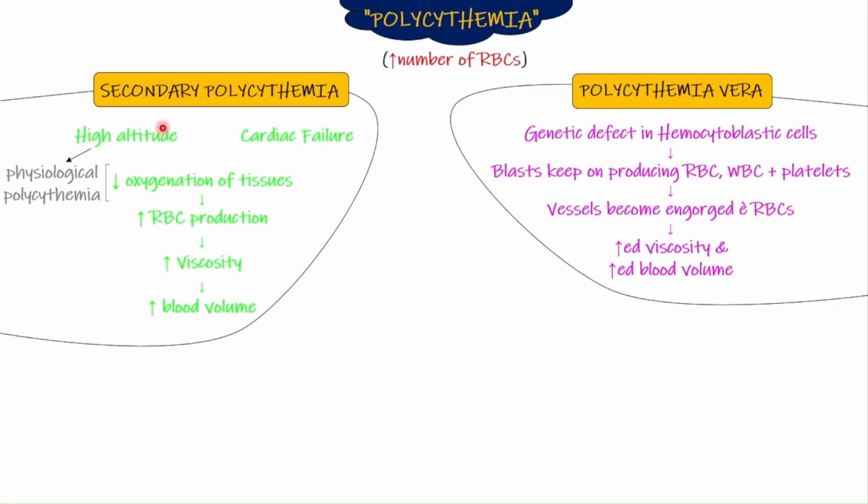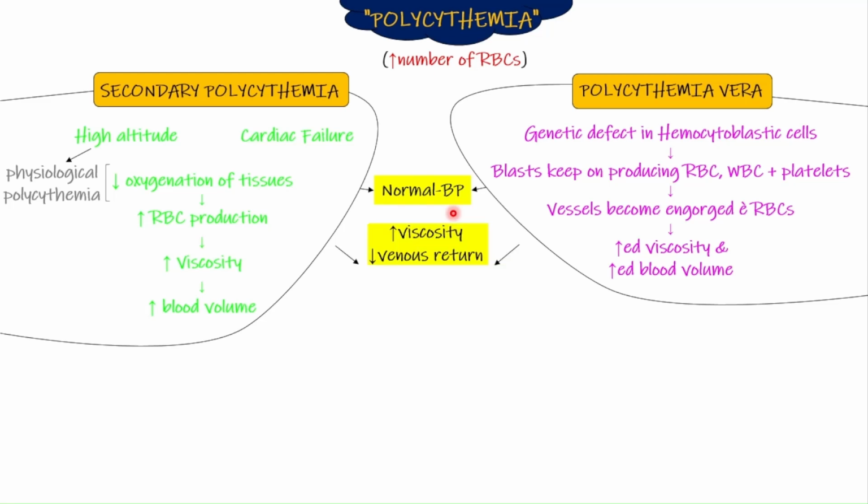So whether it is secondary polycythemia, because it is physiological polycythemia, or due to some pathological cause, or because of some genetic disorder like polycythemia vera, in all the causes there will be increased blood viscosity, increased blood volume, and an increased number of red blood cells. Now, how are these red blood cells going to affect the circulation? Number one, there will be normal blood pressure in the case of polycythemia.